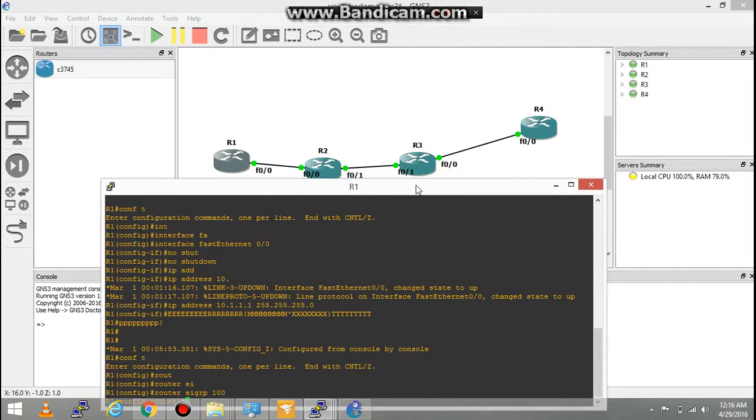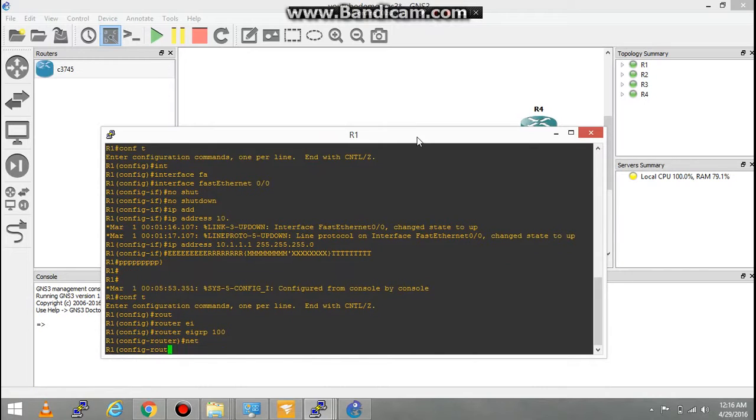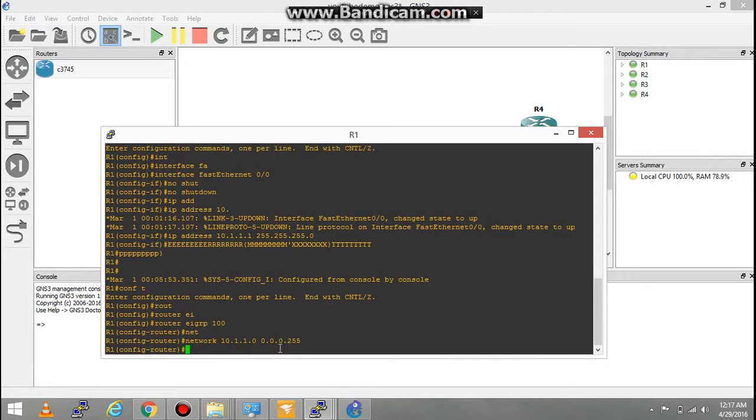Now I need to advertise the route on F0/0, which is 10.1.1.1, to all the other three routers. For that I use the command network 10.1.1.0 followed by the wildcard mask. The wildcard mask is just the opposite of the network mask. It means that the first three octets should be the same where it is 0, and the last octet can vary from 0 up till 255.